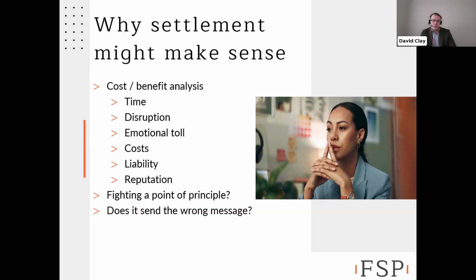So important to consider all of this in the round. In reality, I think it needs to be a balanced approach, that you review it on a case by case basis rather than just having a fixed strategy that we're going to settle everything because it's too much hassle, or we're not going to settle everything because we don't want to encourage people to try it on with us. I think that it's important to have a bit of flexibility and consider it on a case by case basis.